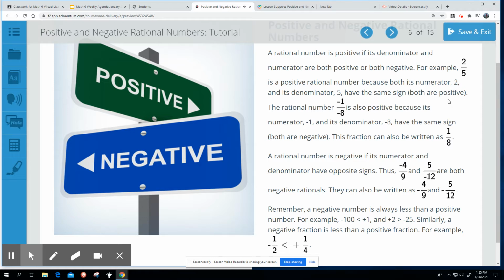Remember, a negative number is always less than a positive number. For example, -100 is less than +1, and +2 is greater than -25. Similarly, a negative fraction is less than a positive fraction. For example, -1/2 is less than +1/4.